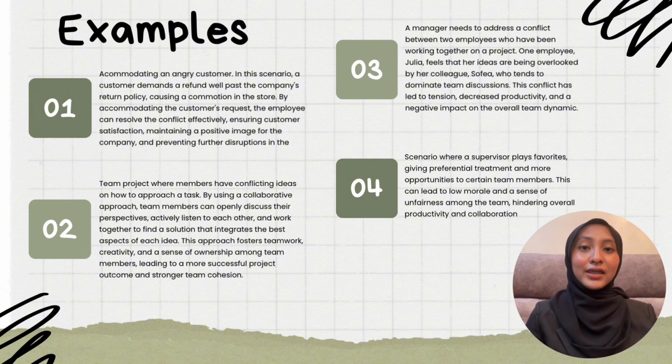And then, reach an agreement. The manager facilitates the negotiation process, helping Julia and Sophia reach an agreement that satisfies both parties and aligns with the project objective. Lastly, follow up. The manager regularly checks in with Julia and Sophia to ensure that the agreed solution is working effectively and the conflict remains resolved.